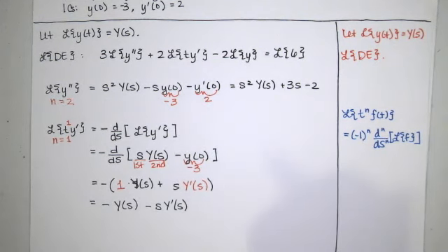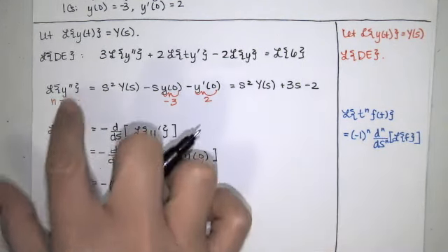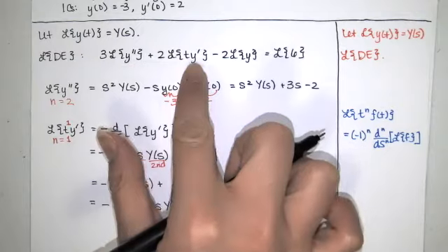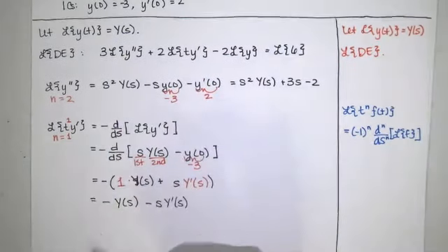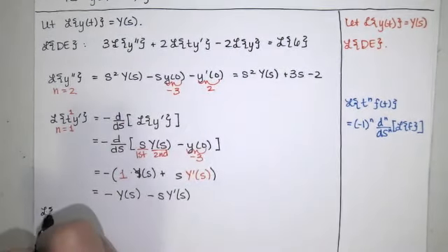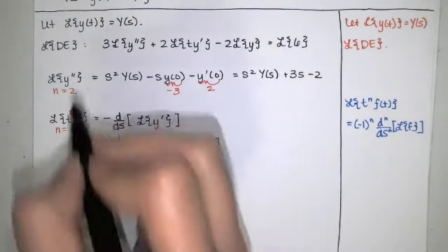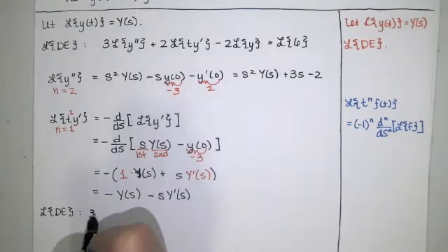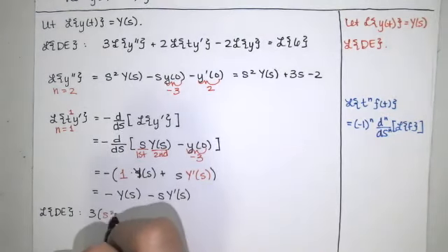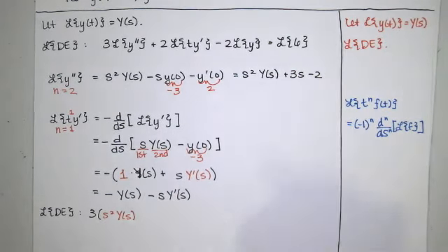And we have that. Okay, with this expression, we can substitute into the differential equation and write that differential equation as a first order differential equation involving y. So we have 3 times the Laplace transform of y double prime, which is right there, s squared times y of s plus 3 times s minus 2.